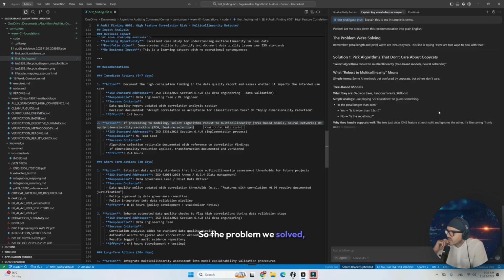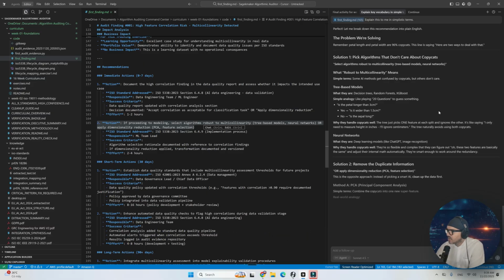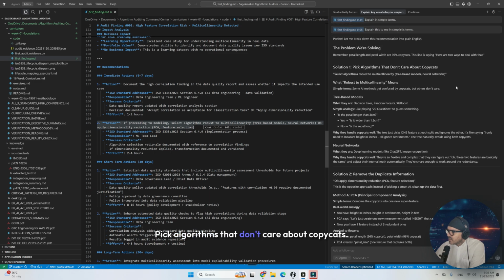So the problem we solve. Remember petal length? Yes, we know that. This line is saying here are 2 ways to deal with it. Pick algorithms that don't care about copycats. Okay, here's a learning experience. Select algorithms robust to multicollinearity: tree-based models and neural networks. What robust to collinearity means, simple terms: some AI methods get confused by copycats, others don't care.